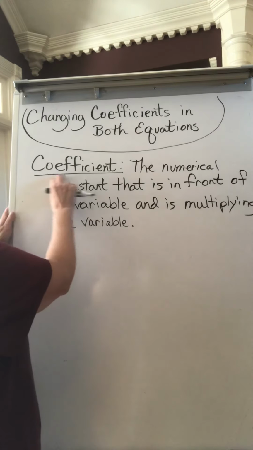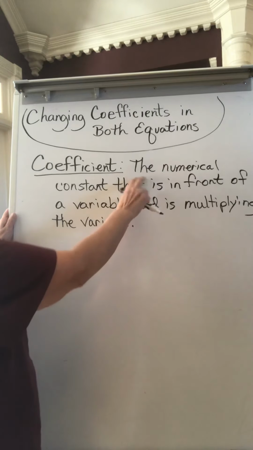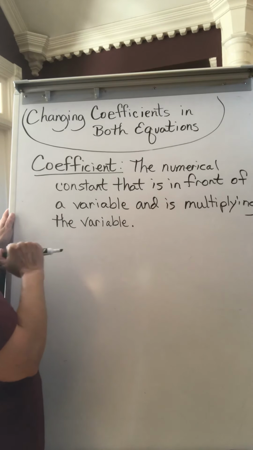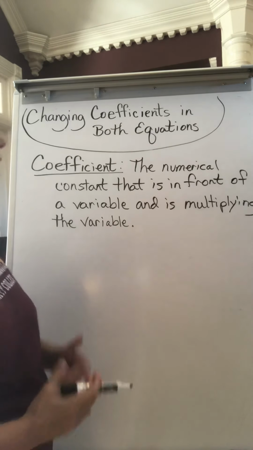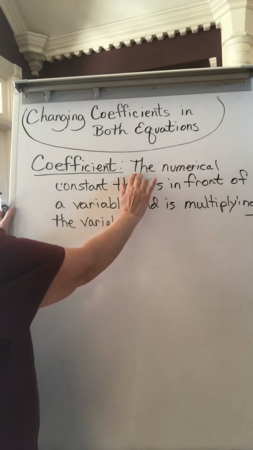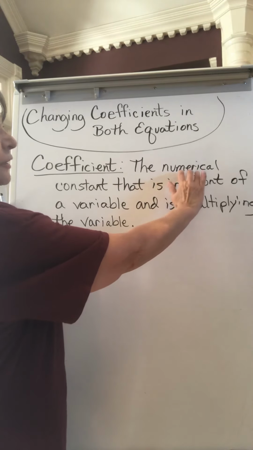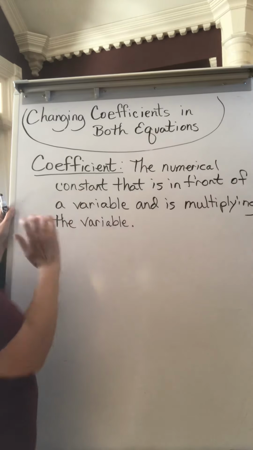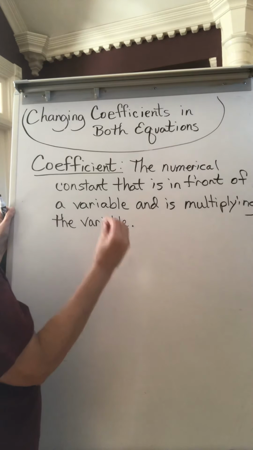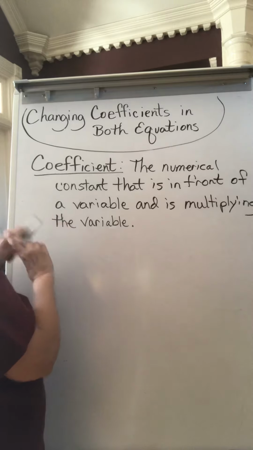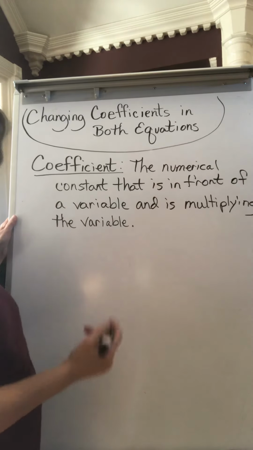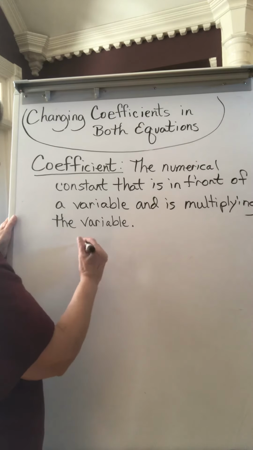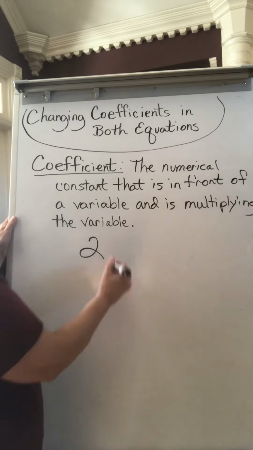Coefficient. What a coefficient is: the numerical constant that is in front of a variable and is multiplying the variable. Well, that's a lot of words. What it means is the numerical, that means the number, constant. Constant means not changing. So the number that is in front of a variable and is multiplying the variable. So we have a number and it is in front of a variable.